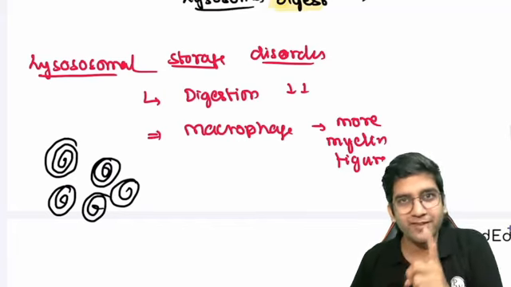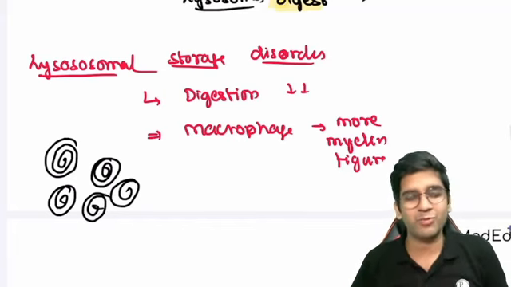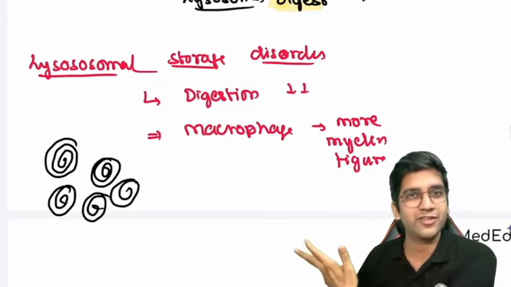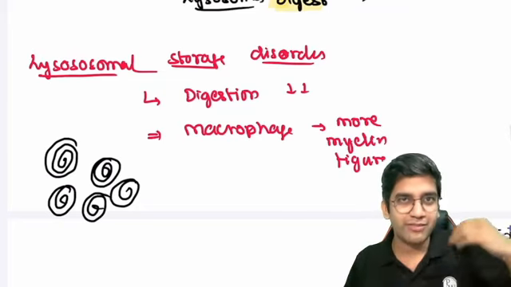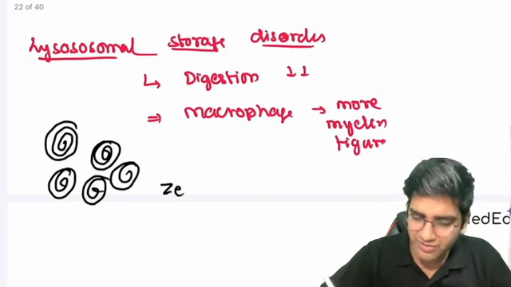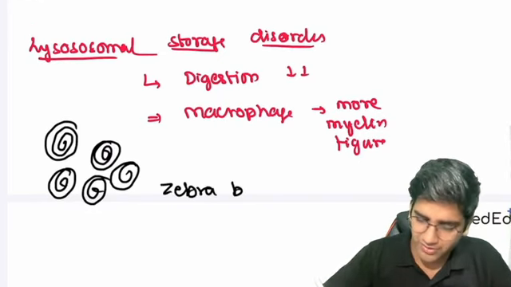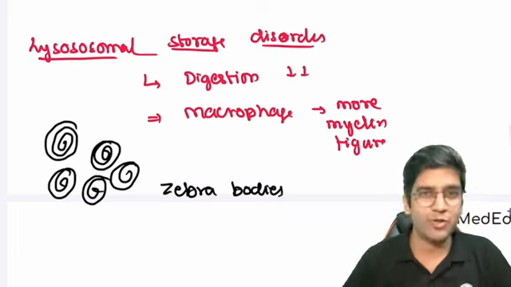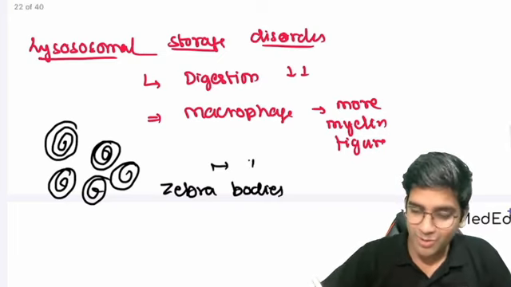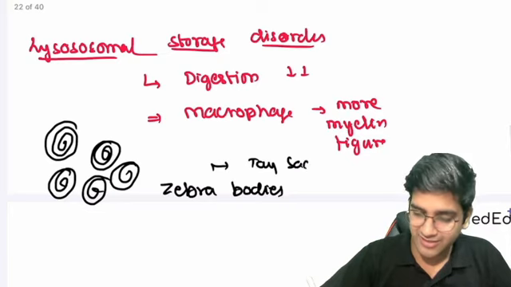The guy didn't know about normal. That's the problem. If I know normal, I'd have told within a second it's a myelin figure. He looked at it, black and white, black and white, black and white, and he named them. You must have heard about this for sure. He named them zebra bodies. And we read them as MCQ: zebra bodies are seen in Tay-Sachs disease.